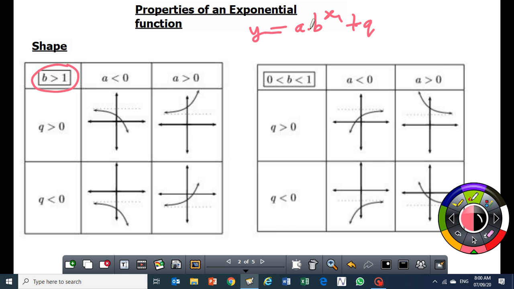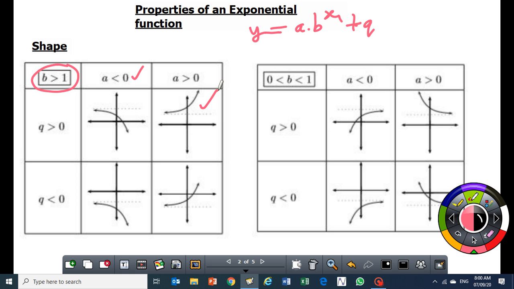So, if b is positive and greater than 1, let's say a is less than 0, but your q is greater than 0, it means q is positive, so the graph goes up. But the a is negative, so the graph will go down like that. It goes down because of the value of a. The a is negative, therefore it will be a decreasing function. The moment the a becomes positive, the graph will go up. That is also when q is positive. So whether the graph is increasing or decreasing, it is dependent on the value of a.